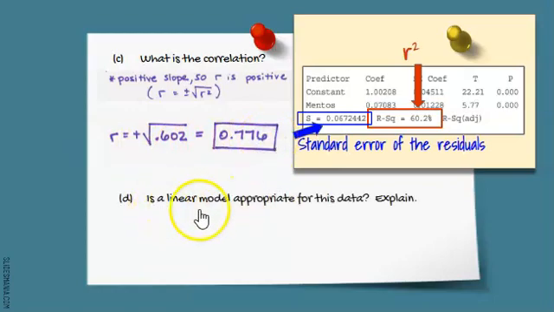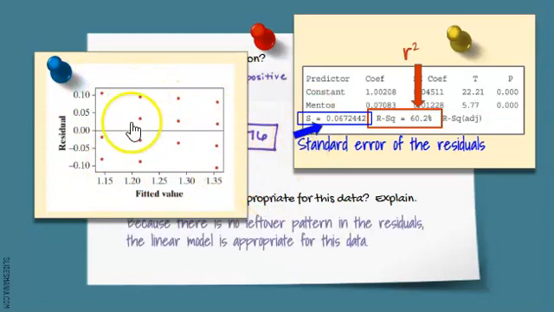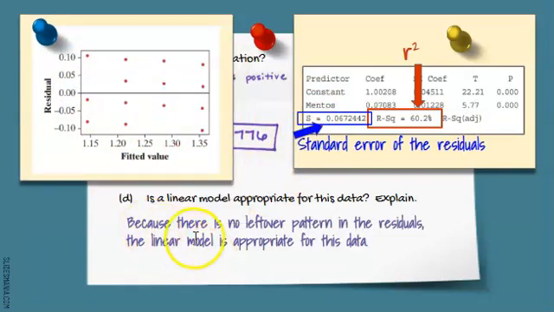Now, is the linear model appropriate for this data? And explain it. Well, the only way to know if the linear model is appropriate is to look at the residual plot. Now here's our residual plot, and we're looking for any leftover patterns. There's really not a pattern here. I know you want to say that these are like sticks, but they're really not. It's not a pattern, okay? Pattern would be a curvature of some kind. So to explain this, I would say because there's no leftover pattern in the residuals, the linear model is appropriate for this data.